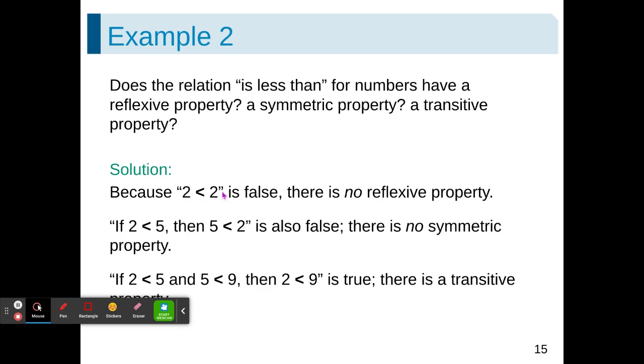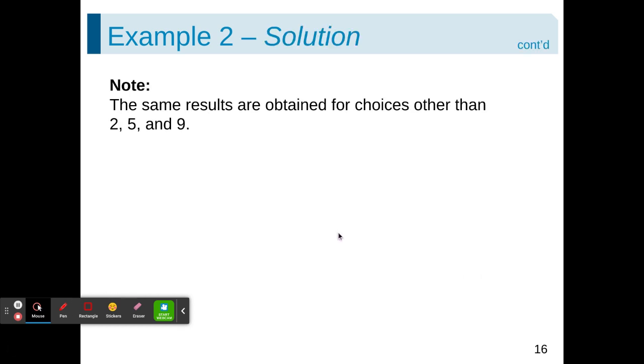In example 2, does the relation is less than for numbers have a reflexive property, a symmetric property, or a transitive property? So, solution. Because 2 is less than 2 is false, there's no reflexive property. If 2 is less than 5, then 5 is less than 2 is also false, so there's no symmetric property. The property that would hold for this situation with less than is that 2 is less than 5, 5 is less than 9, so therefore 2 is less than 9, and that would be a transitive property. The same results are obtained for choices other than 2, 5, and 9.